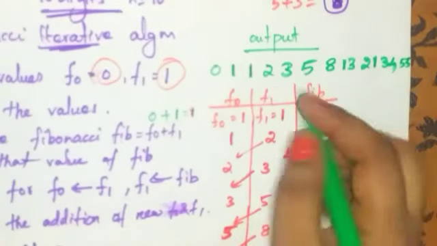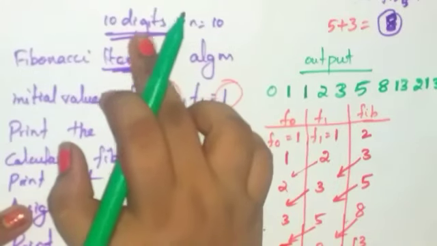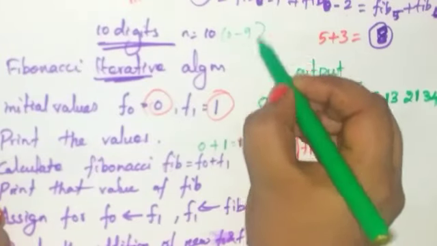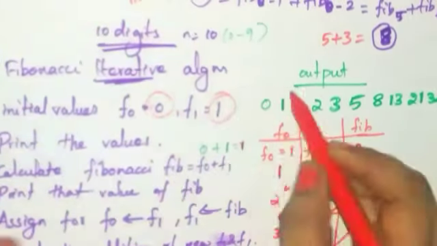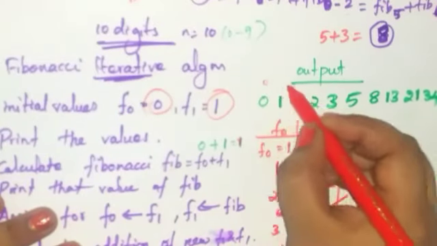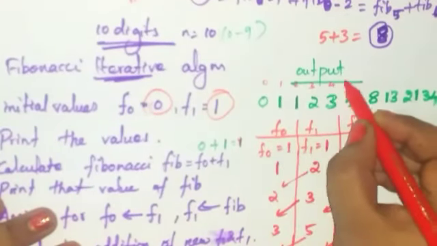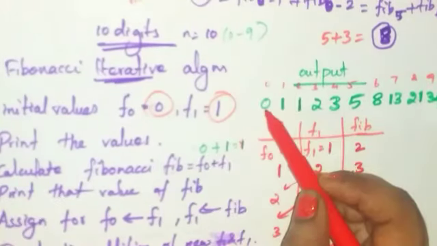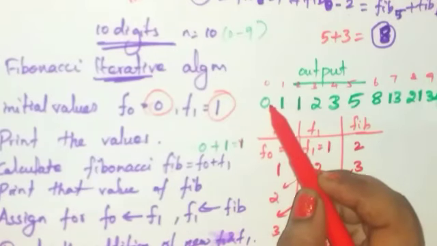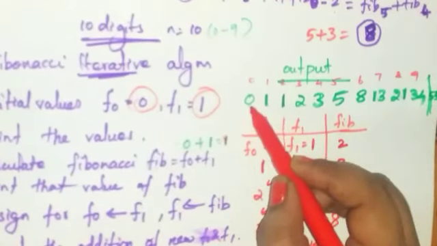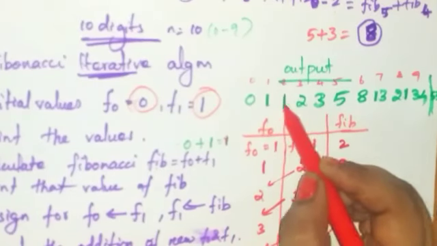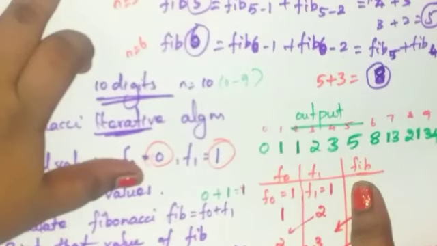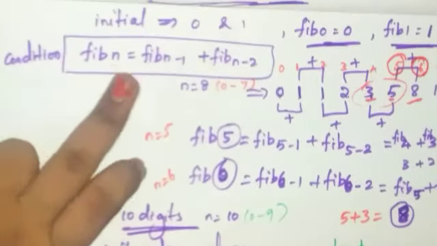See here, you have to generate the Fibonacci series for 10 digits, which means index positions 0 to 9: 0, 1, 2, 3, 4, 5, 6, 7, 8, 9. We have to find the Fibonacci series for only 10 digits. So write the Fibonacci series for 10 digits only: 1, 2, 3, 4, 5, 6, 7, 8, 9, 10. Finish here. You can find this Fibonacci series using this condition also.